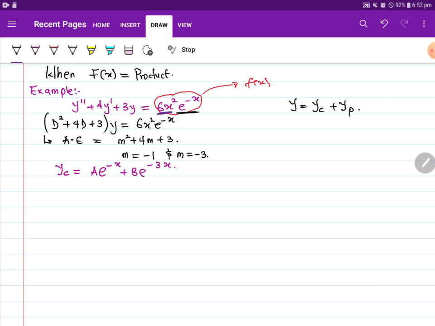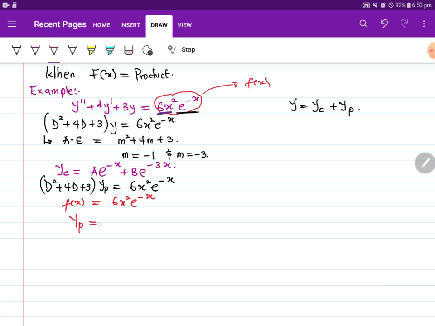Back to the D operator, since we've gotten our yc, our D operator will now be D squared plus 4D plus 3 of y. But at this point, we are looking for yp, so I won't put ordinary y there. I'll put yp is equal to 6x squared exponential minus x. Now, since f of x is equal to 6x squared exponential minus x, what would be my yp?